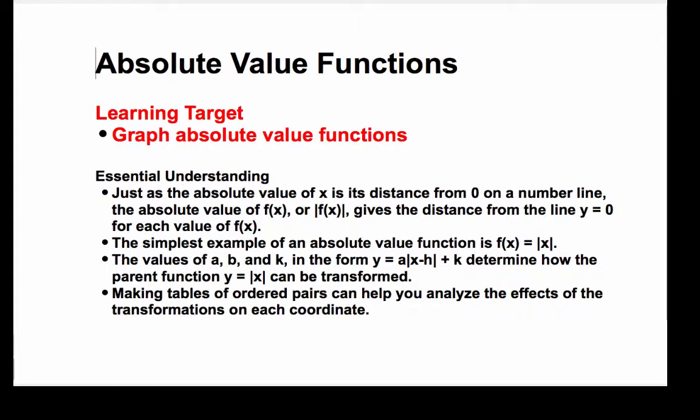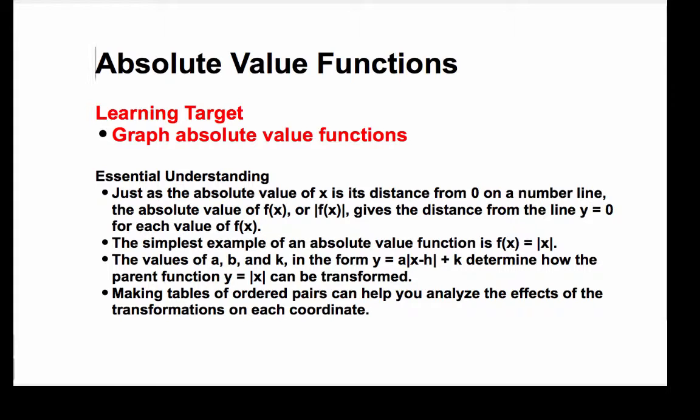Just as the absolute value of x is its distance from 0 on a number line, the absolute value of f of x, or f of x inside our absolute value symbols, two vertical bars, gives the distance from the line y equals 0 for each value of f of x. The line y equals 0, also referred to as the x-axis. The simplest example of an absolute value function is f of x equals the absolute value of x.